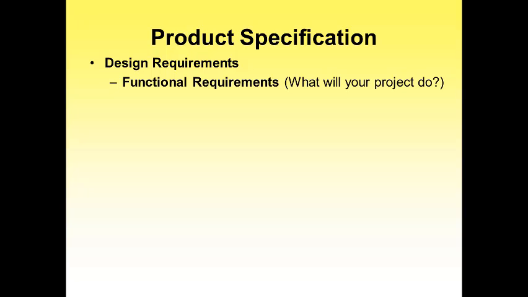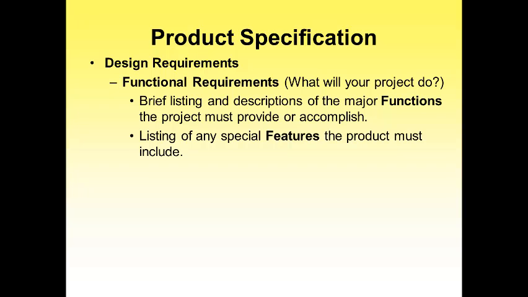Also in a product specification, we're going to include a set of the design requirements. We want to capture what are going to be the functional requirements, that is, what does our project have to do? And this will use a brief listing and maybe some short descriptions of the major functions that the project is supposed to provide or accomplish, and any special features that are supposed to be included that maybe aren't necessarily a functionality, but a way that it goes about producing that function.